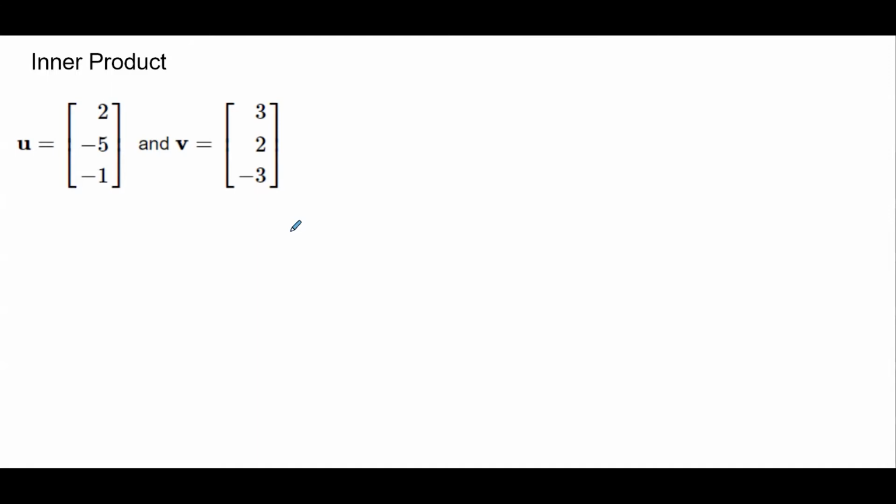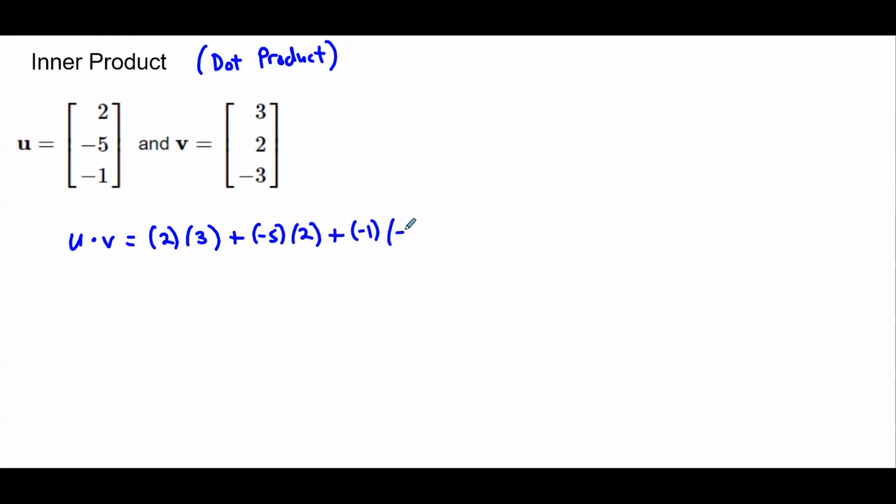So inner product is just another name for the dot product. We've already talked about dot product, so this should not be new. We're just going to also call it inner product. U dot V is just going to be the sum of the products of the corresponding entries. In other words, you just multiply the corresponding entries together and add them up.